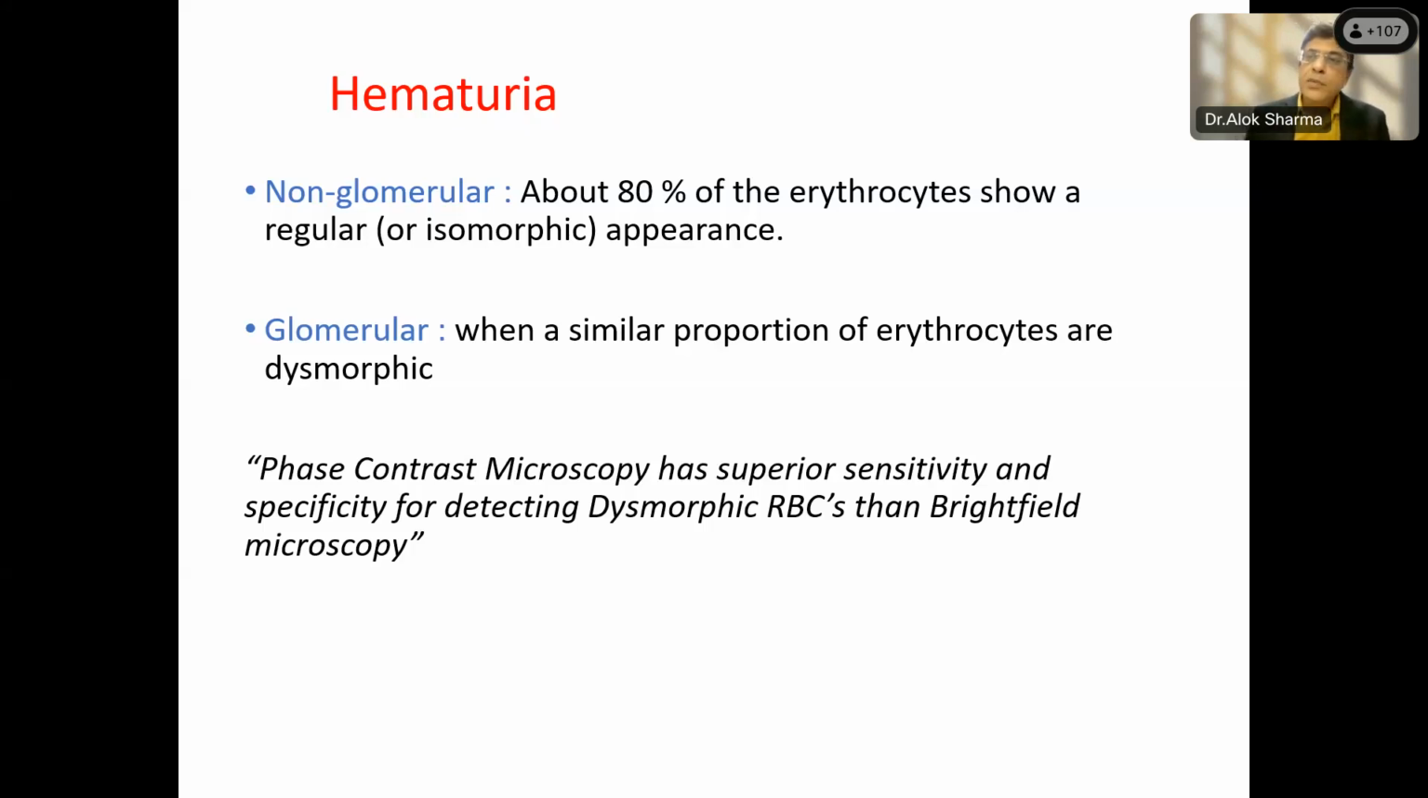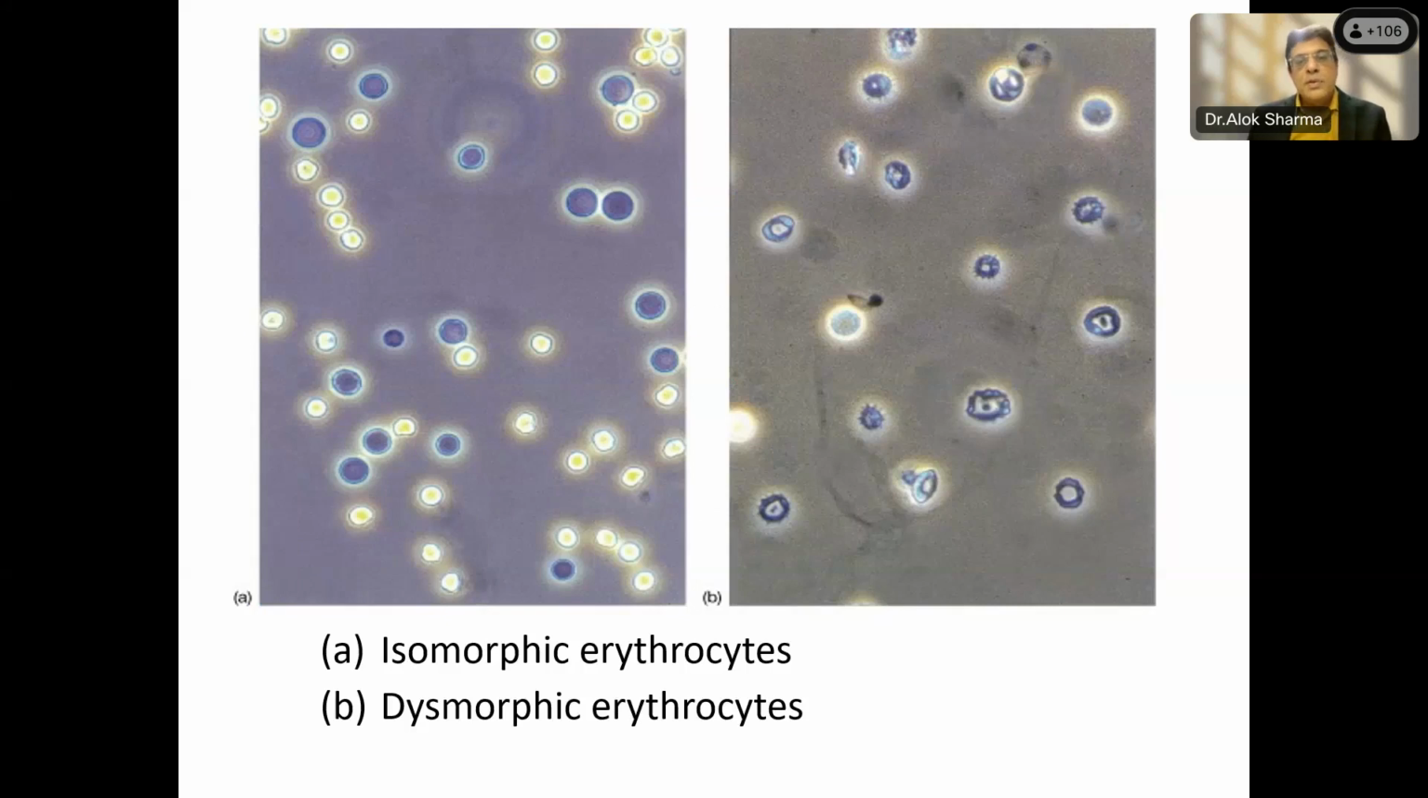So if you have this attachment in your microscope, you can do a very good examination and see the outlines of RBCs to determine whether they are isomorphic or dysmorphic. Then you go to the percentage of cells. So this is a picture which you will readily be able to identify.